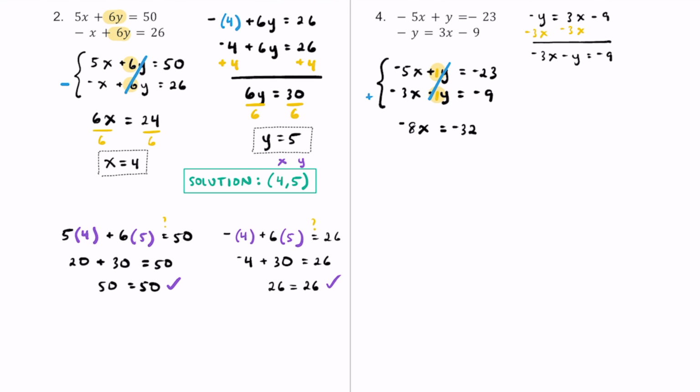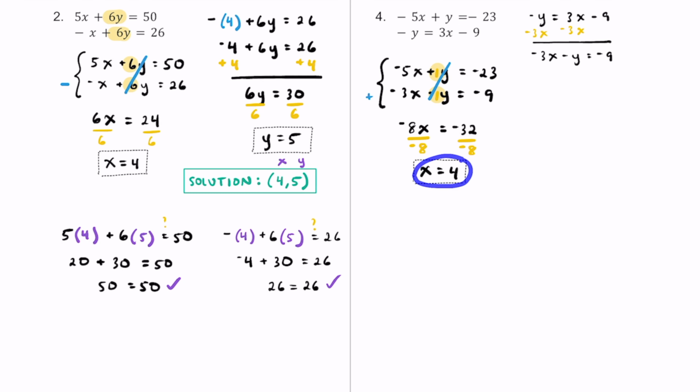All right, we have a nice one-step equation here. We can solve for x by dividing both sides by -8. If we do that, we're going to get x is equal to +4. So that's going to be part of our solution. Now we can take this x equals 4 and solve for y.